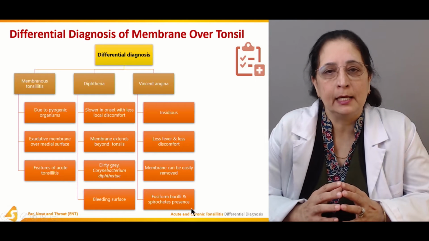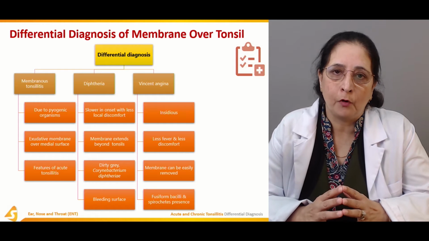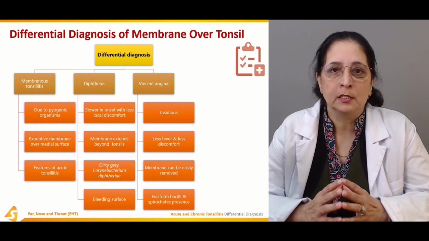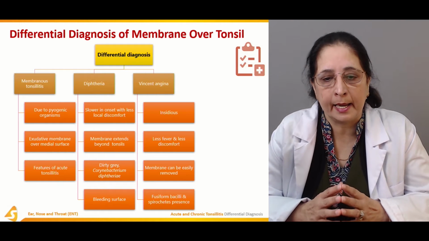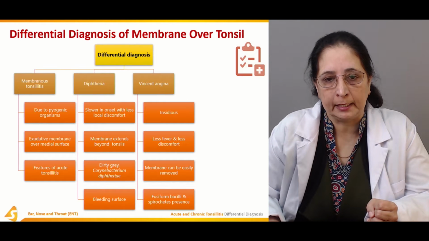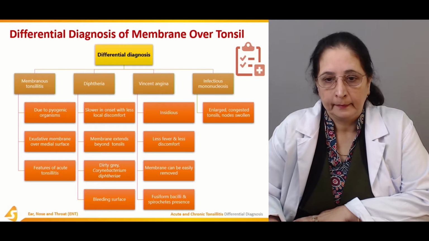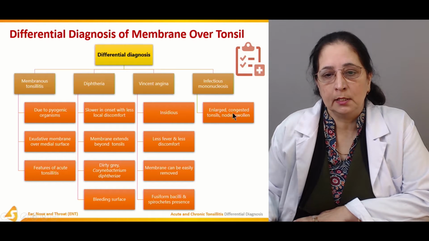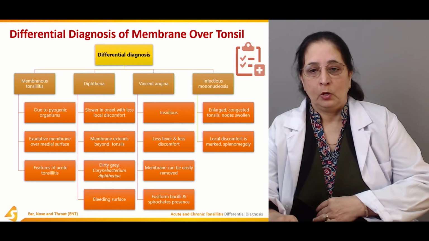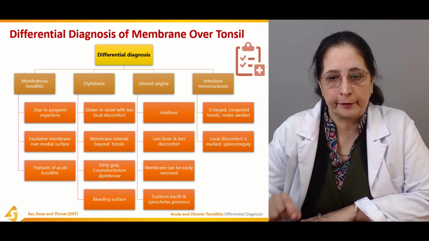So Vincent angina is another condition in which there is membrane formed, but this membrane can be easily removed and it is caused by fusiform bacilli and spirochetes, which cause the Vincent angina. Another is infectious mononucleosis. Enlarged congested tonsils and the lymph nodes are also swollen and enlarged. Local discomfort is marked and there is splenomegaly present.